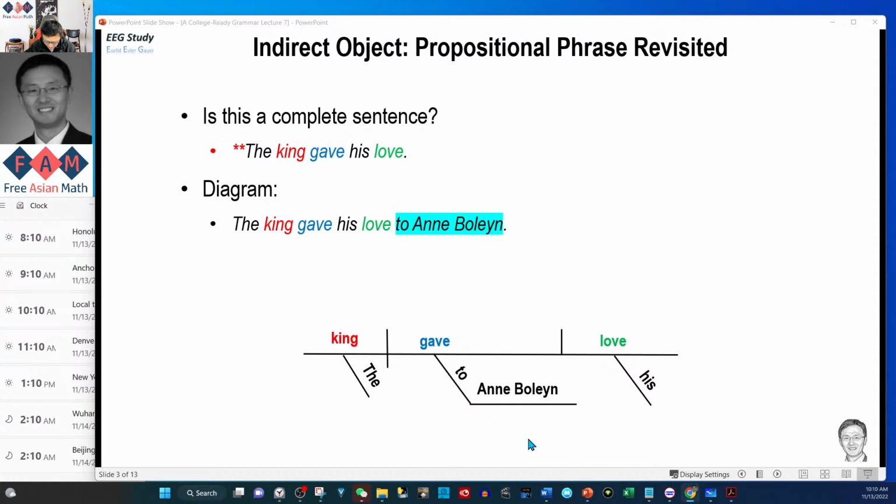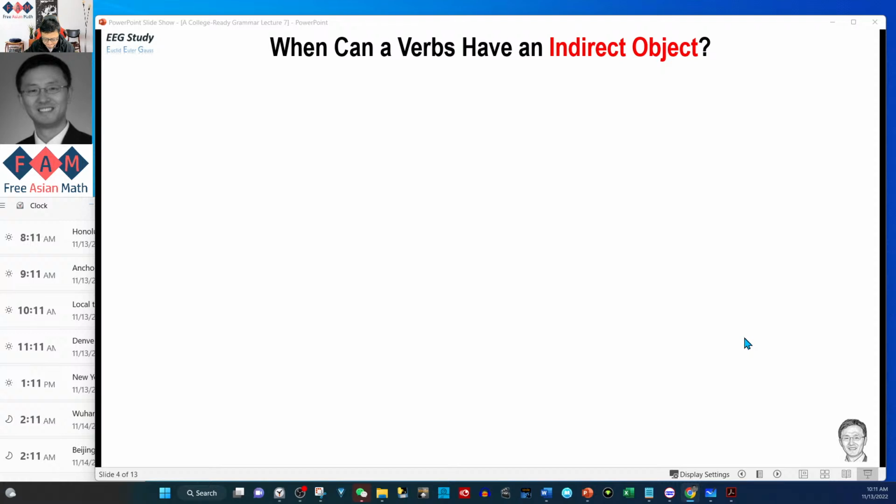So we have to emphasize that grammatically, this to Boleyn modifies gave. And logically, Boleyn is the indirect object for the verb give. And it's the recipient of the direct object, love. Okay, so with this understanding, now we are ready to study pattern number 8.